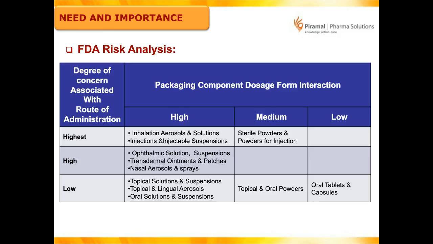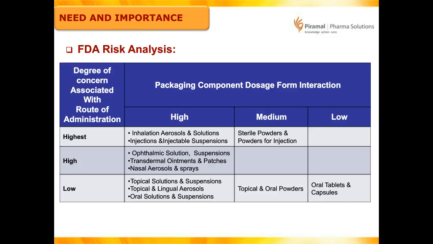So the injectable and inhalation products are at the very highest level, whereas on the same slide there is a category called low and low: low for the degree of route of administration and the degree of interaction with the packaging component. So the lowest is the oral tablet and the capsule. For oral tablets and capsules, the degree of concern is very low.